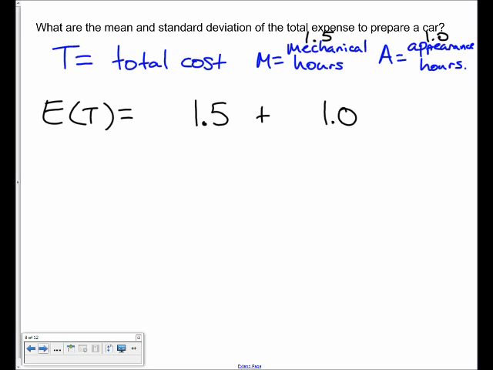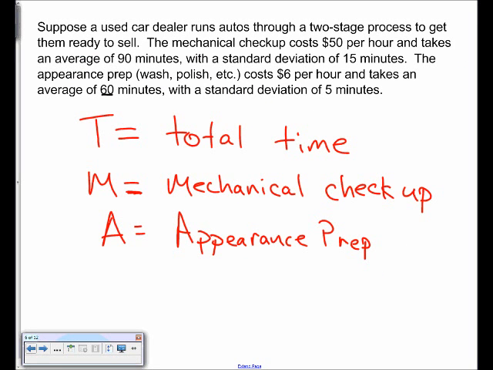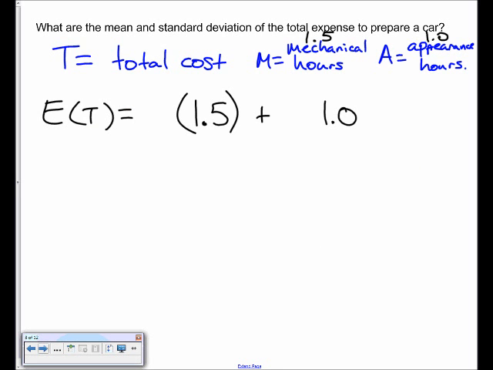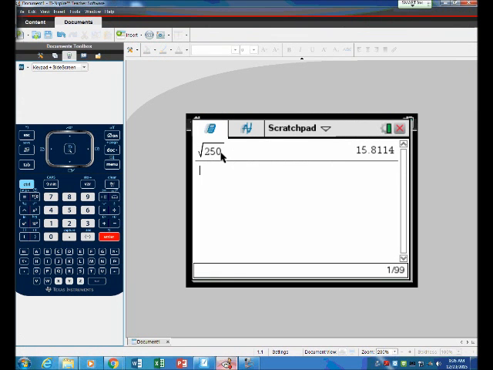All right, now again, each of these phases costs money. It says for the mechanical phase that it's going to cost us $50 per hour, right here. And then for the appearance phase, $6 per hour. So I'm going to have 50 and 6. All right, so I'm going to go to my calculator, and I've got 50 times 1.5 plus 6 times 1. Probably don't need to go to my calculator. You guys probably do this in your head.